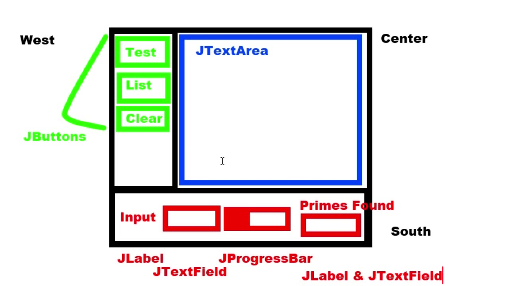And especially this list can take a long time, so this progress bar will represent how close we are to finishing those calculations. And then clear is probably easy, so it just clears everything in this window, because it can get really muddled.